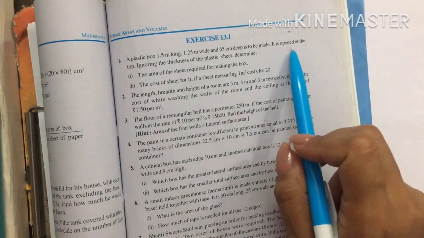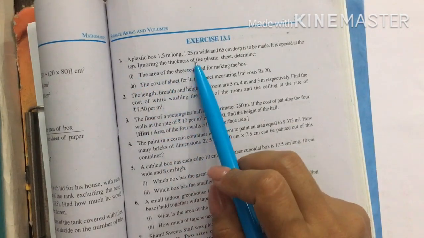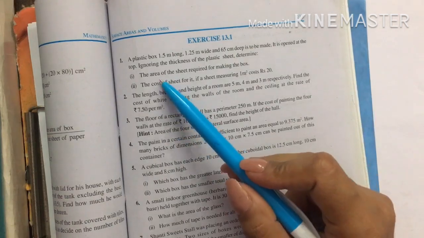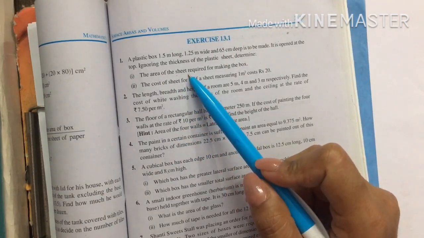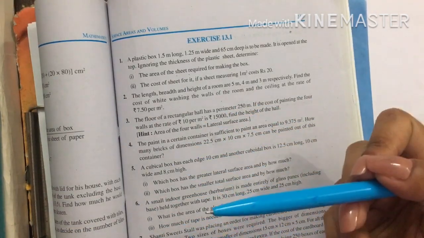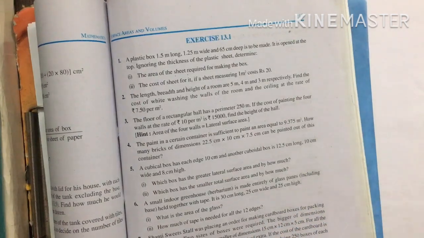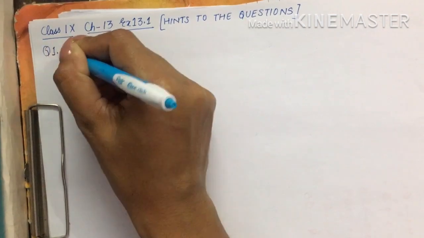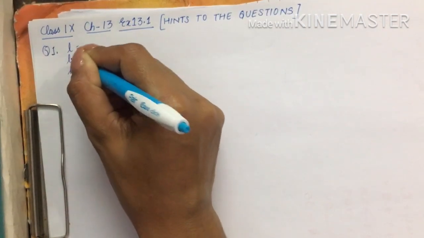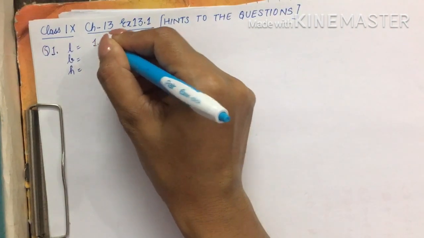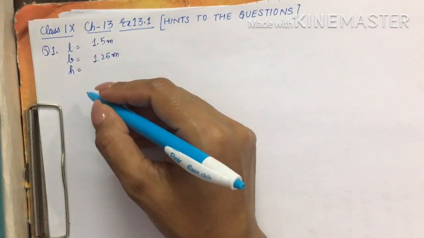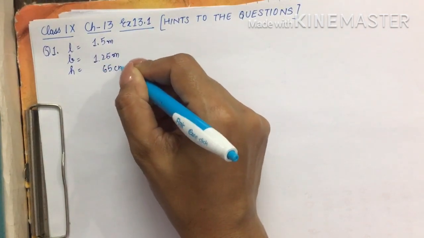Since the box is open at the top, the sheet will be used on the sides and on the base. So in order to find out the area of sheet, that is what we need: the area of the 4 lateral faces and the area of the base. Now this can be calculated in 2 ways. Question number 1, you've been given the length, breadth and height for the box. The length is 1.5 meters, the breadth is 1.25 meters and the height is 65 centimeters.